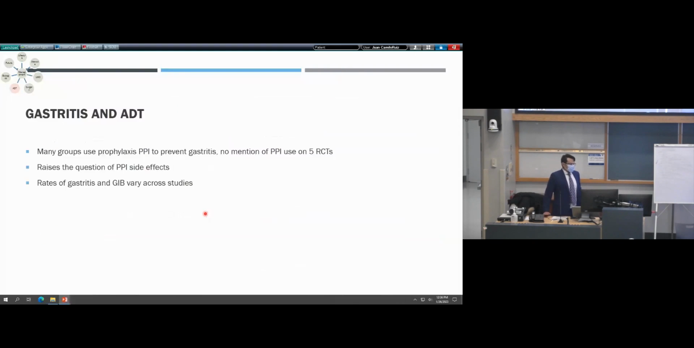Now, one of the things that I found a bit peculiar is that there was no use of PPIs. Usually, most of the groups in North America use PPI prophylaxis while the patient is on high-dose NSAIDs. So that's one of the things that I think maybe contributed to this high level of gastritis and side effects reported. However, once you add a drug like a PPI indefinitely, as these patients will be on aspirin for many years, you also then have to account for the side effects of that, because we know that PPIs are also not benign in the long term. So again, the rates of gastritis seem to vary across the studies.